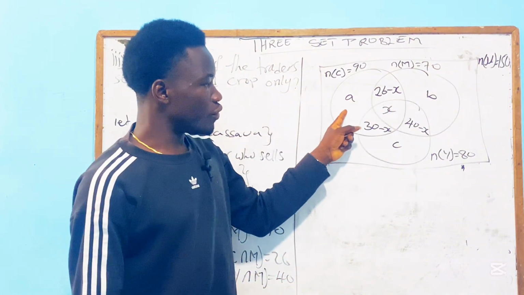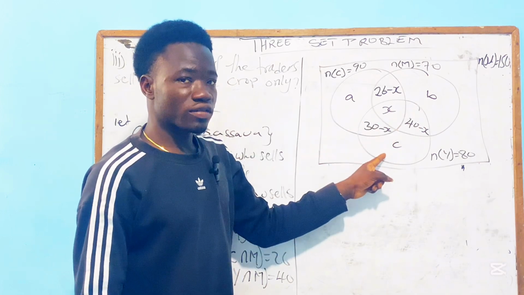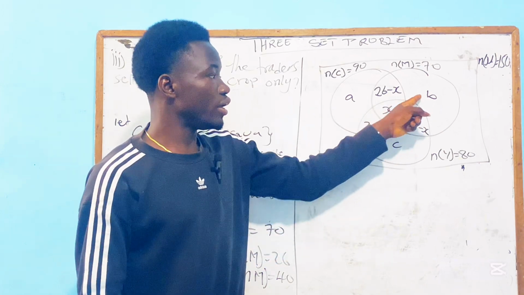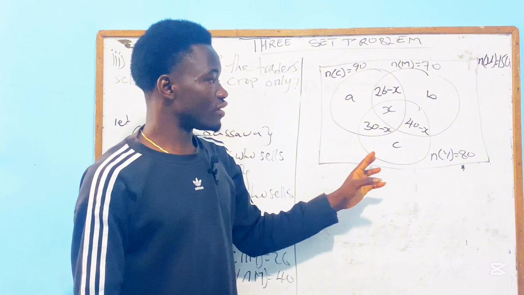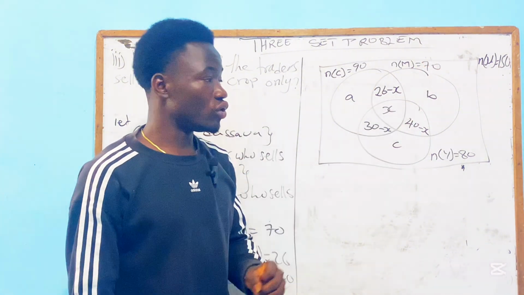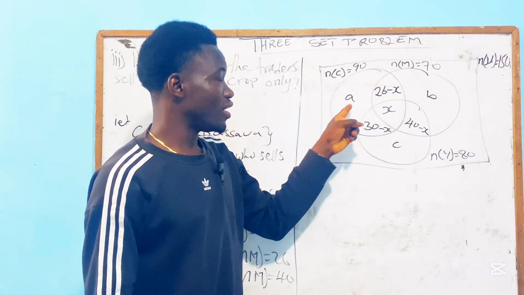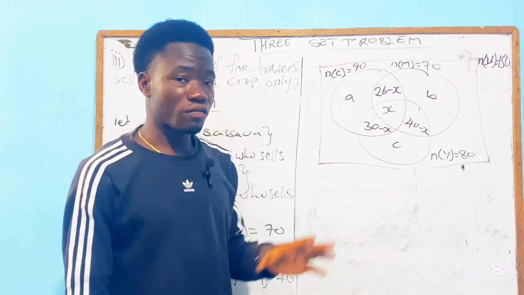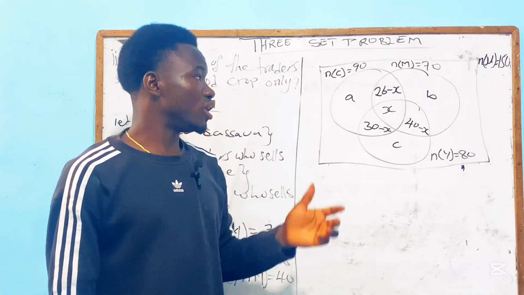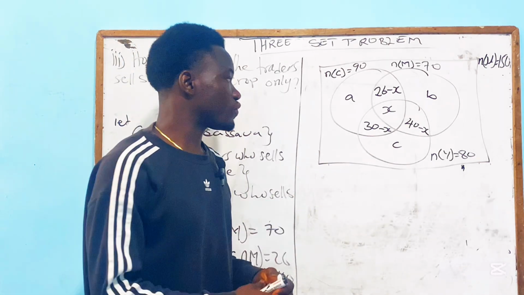But we don't know A, we don't know B, neither do we know C. So you first have to find A, B, and C, so that when you add them, you can easily equate, because there are a lot of variables here. We have X, we have A, B, C, so you have to find each of them, and you can convert them into X's so that you can easily solve.